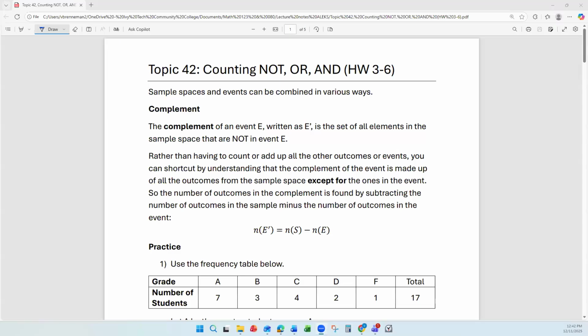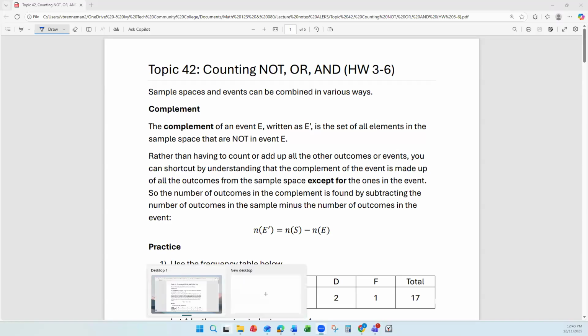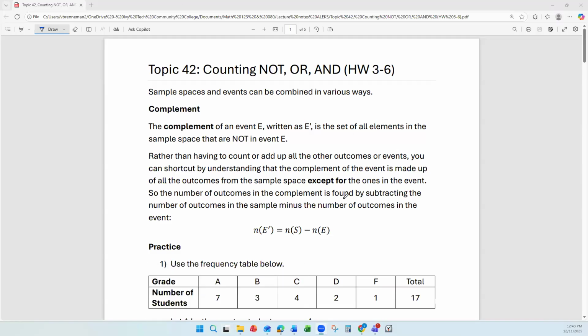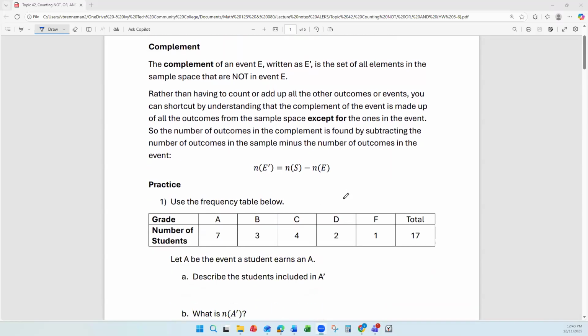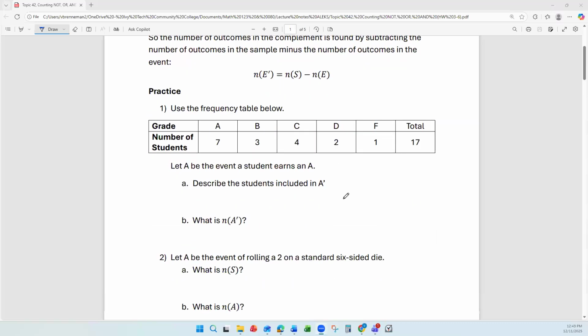This video is over topic 42, complicating our counting process a little bit with not or complement, or combining two events with or, combining two events with and. So you need to know the notation for not E with the little apostrophe, as well as still the number in set notation. So the number not in E is the number in the sample space minus the number in E.